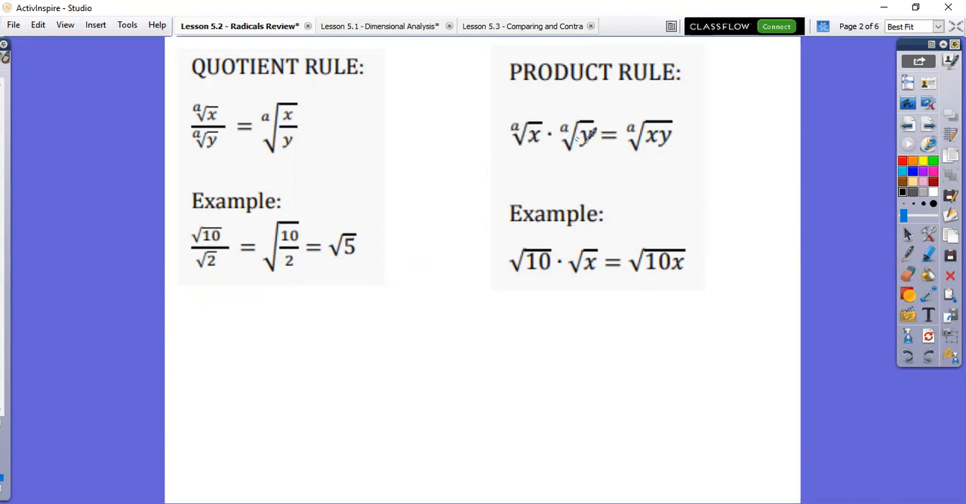Product rule is similar with multiplication. If I'm taking the same root of two things that are being multiplied, then I can multiply the radicands. So I can do x times y and just take the 8th root, or whatever root this is, of x times y. So in our example down here, we're taking the square root of both 10 and x. Since it's the same root of both of them, I can just multiply the radicands and I get the square root of 10x.